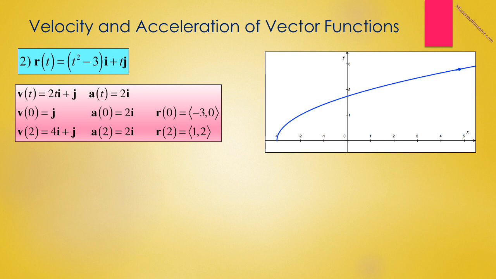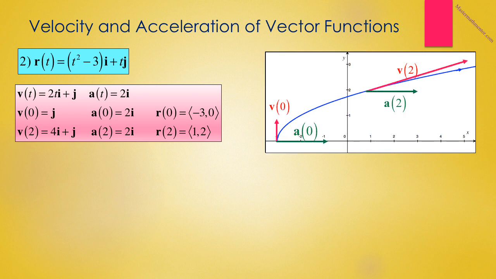v of t equals 2t i plus j, while a of t is 2 i. So v of 0 is simply j, while a of 0 is 2 i. v of 2 is 4 i plus j, while a of 2 is still 2 i. In order to plot our vectors, we need to have locations. So r of 0 is (-3, 0), and r of 2 is (1, 2).